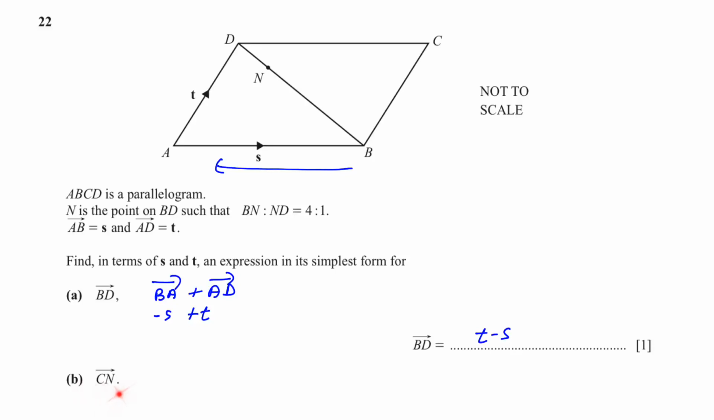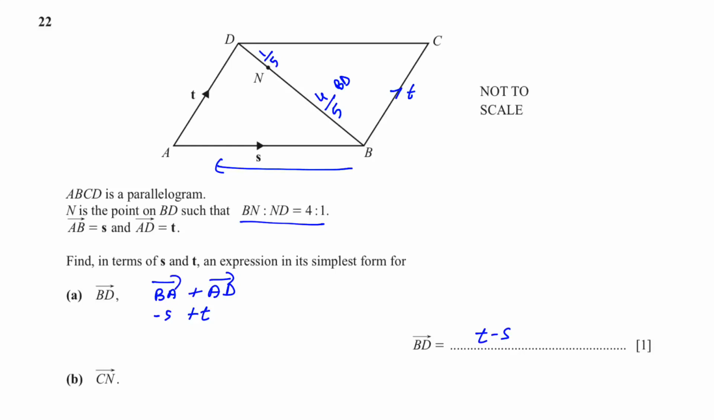Part B is CN. We can go any way we find it convenient. We can go CB plus BN. It's a parallelogram, so the opposite sides, the vectors will be the same value. So AD is T, therefore BC will also be T. And BN and ND are in the ratio 4:1. This part here is 4 and this is 1. And the total will be 4 plus 1, 5. So 4/5 of BD is BN.